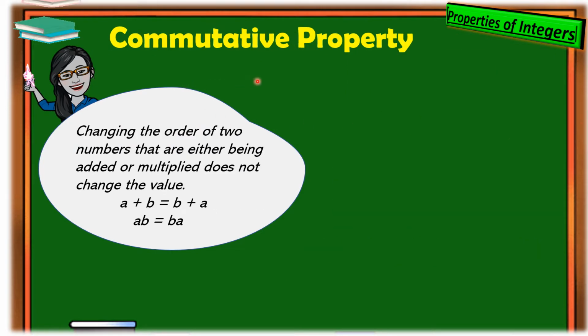We have the commutative property. So, it means changing the order of two numbers that are either being added or multiplied does not change the value. So, meron din tayo ditong for addition tsaka for multiplication. Kaya lagi niyong titingnan yung sign.